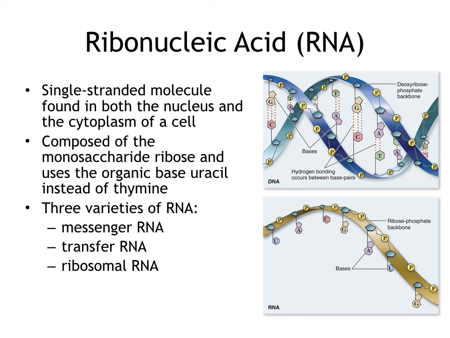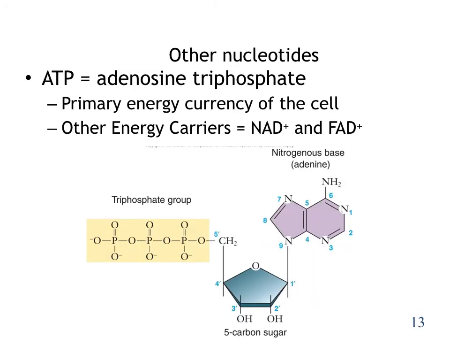And so there's several types of RNA. Okay, there are also other nucleotides. These nucleotides are sometimes used in energy metabolism. And so we'll talk a lot about adenosine triphosphate, which has adenine, the sugar ribose, and then it has 3 phosphate units. And this is how we store energy.